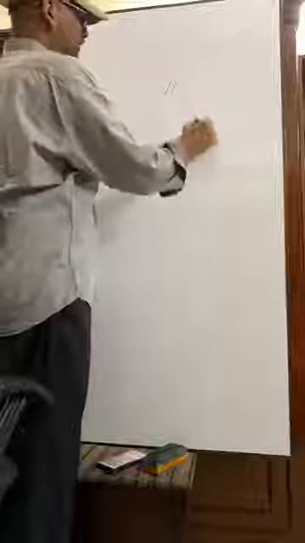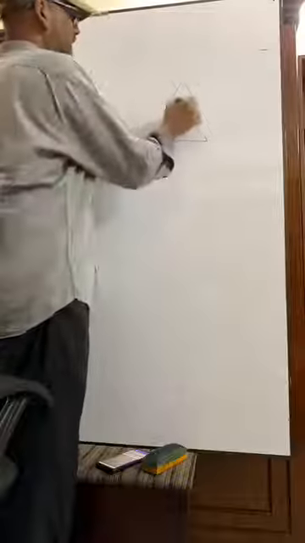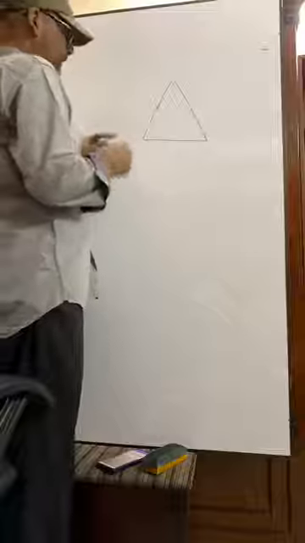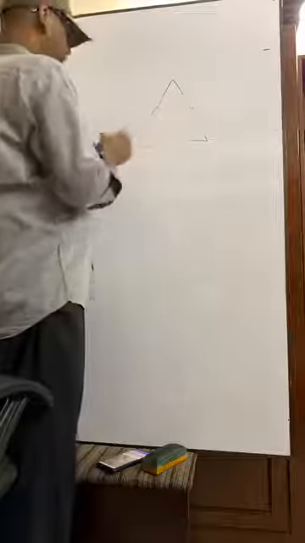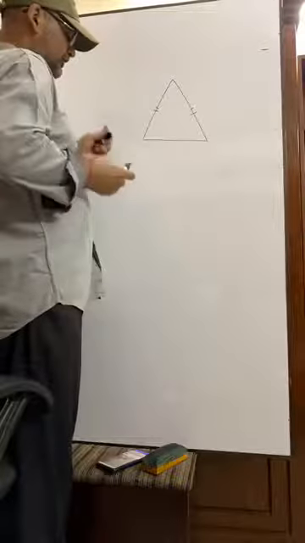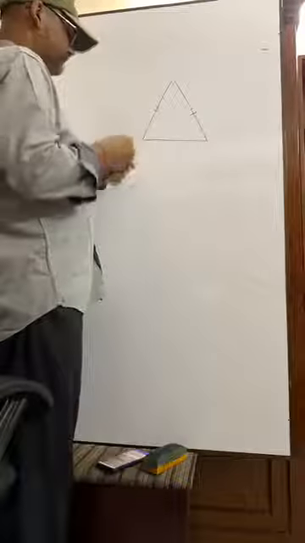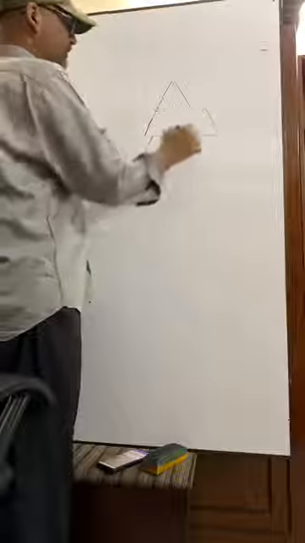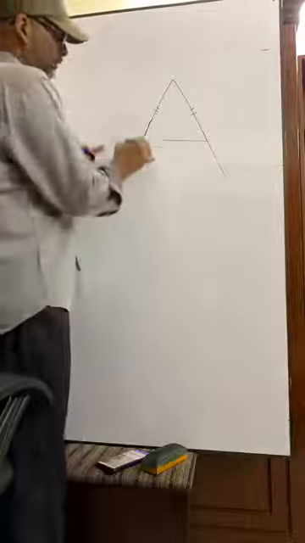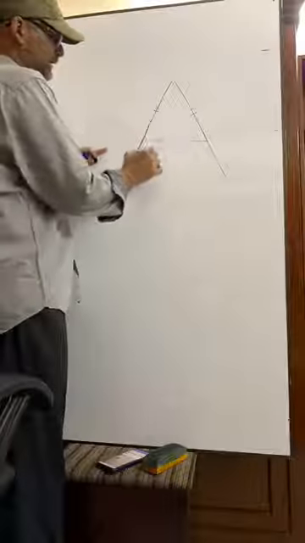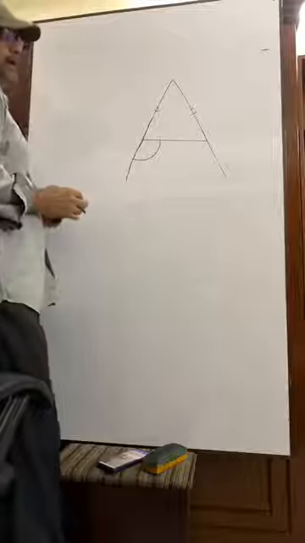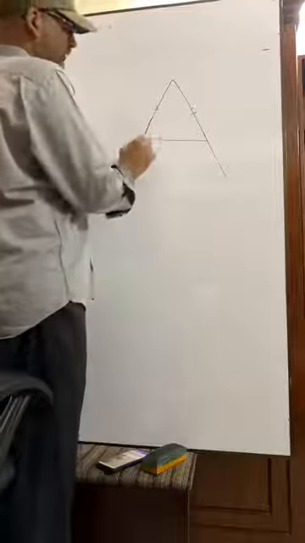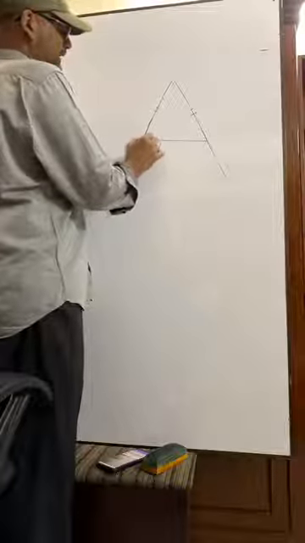Suppose this is an isosceles triangle. These two sides are equal. Now the question is, suppose this side is extended and this side is extended. So we have got an angle here. Suppose it is written as 110 degree.